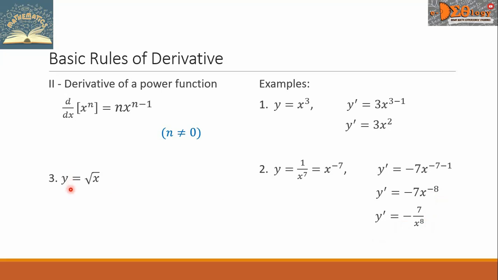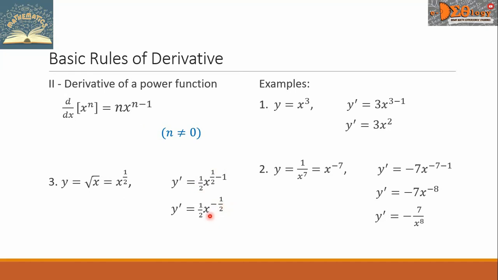Example 3, y equals square root of x. Let us rewrite this function into a fractional exponent. So we have x raised to 1/2. And then let us apply the rule of the power function. So the y prime equals 1/2 times x raised to 1/2 minus 1. In our exponent, this 1/2 minus 1 becomes negative 1/2.